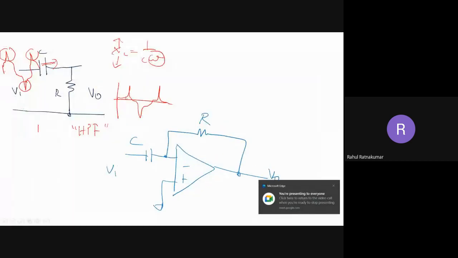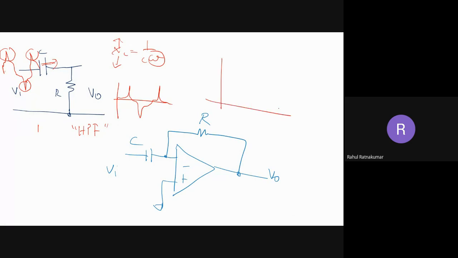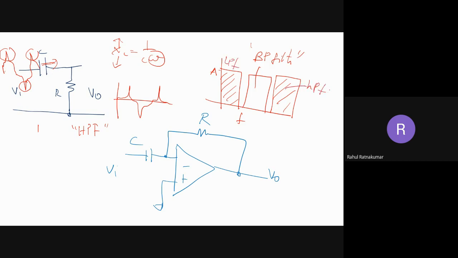Okay, you know about the basics of filters. That means if this is the gain and the frequency, this is a low pass filter because the low frequency is allowed to pass. If it is only this, it is a high pass filter, and if I'm allowing the frequency in this range, it is a band pass filter. So we should know the gain versus frequency curve.